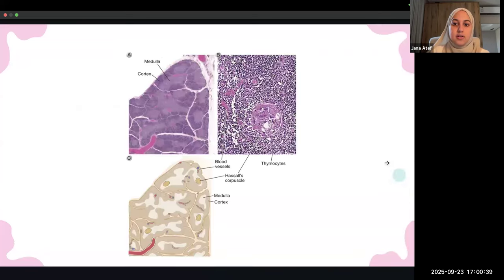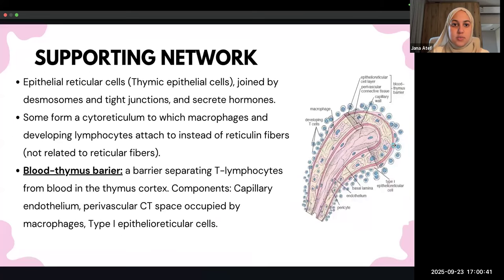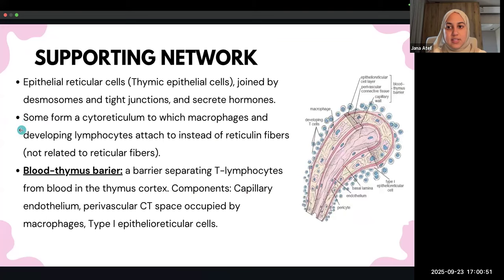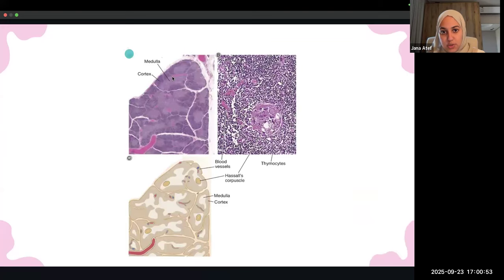Perfect. Okay. You finish this one, support and network. Now we finish with the thymus. I know it's a bit confusing, guys, the thymus. That's why I spent so much time on it in first year. But if you go back to these slides and look at the pictures very well, you recognize them.